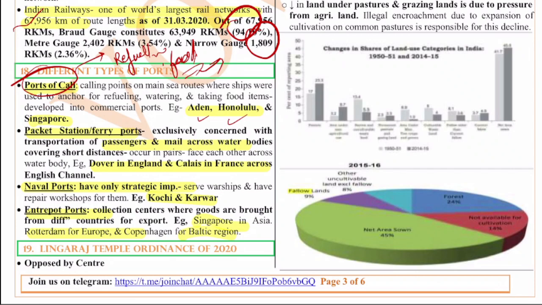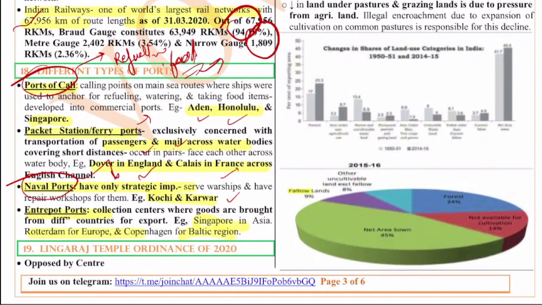Next, the packet station or ferry port. These are exclusively concerned with the transportation of passengers and mails. So mostly these ports deal with passengers. For example, Dover in England and Calais in France across the English Channel. Next, the naval ports, as the name suggests, have only strategic importance. They are not used for commercial purposes. Example, Kochi and Karwar.